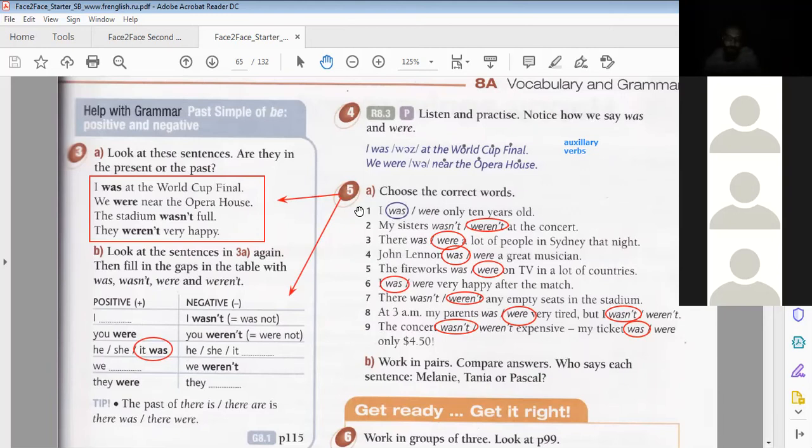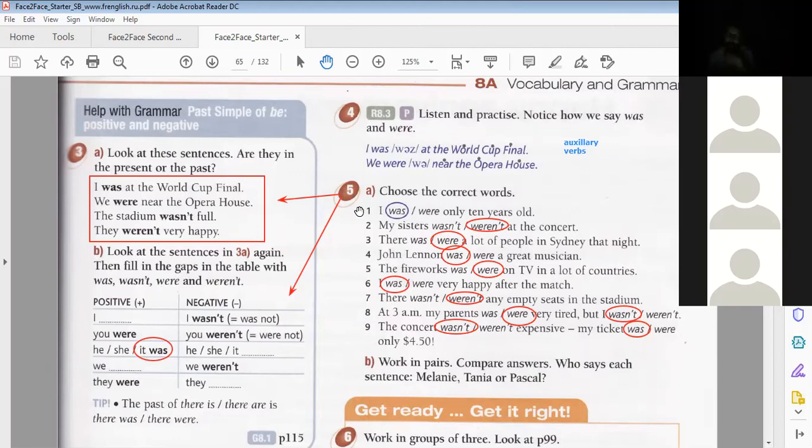Regarding all the sentences, each one of them said some of them. We'll know who said each one. So the first one, I think it's Melanie. Melanie, yes. She was talking about New Year's in 1999 in Sydney, I think. Number 2, my sisters weren't at the concert. Who said this? Who went to the concert? Melanie. So number 1 is not Melanie. Number 1, Tanya. She was in New Year's in Sydney, right? But Melanie, she went to the concert.